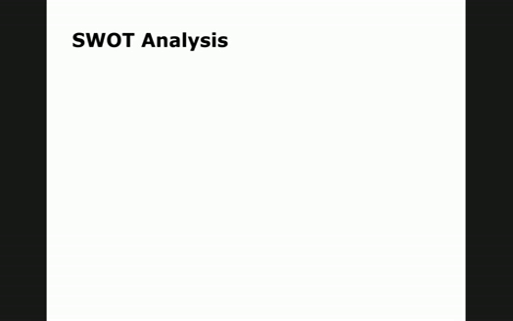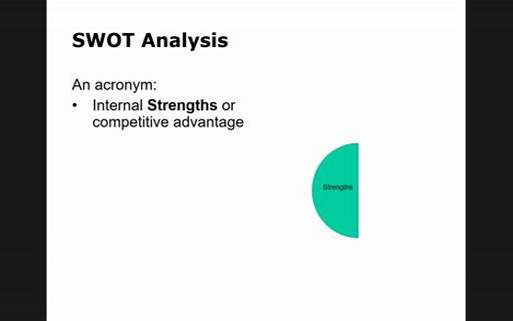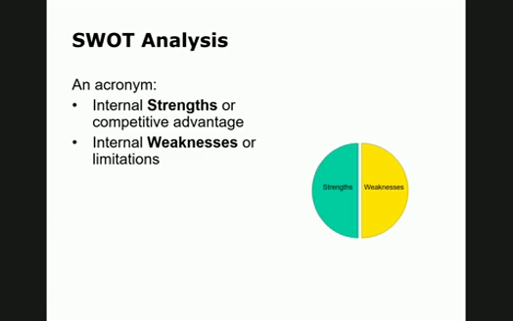So first, a SWOT analysis. This is an acronym standing for strengths, weaknesses, opportunities and threats. Internal to the organisation is the first element, that of strengths. This can be thought of also as competitive advantage. The second element is that of weaknesses. These are the organisation's limitations, barriers or lack of skill.